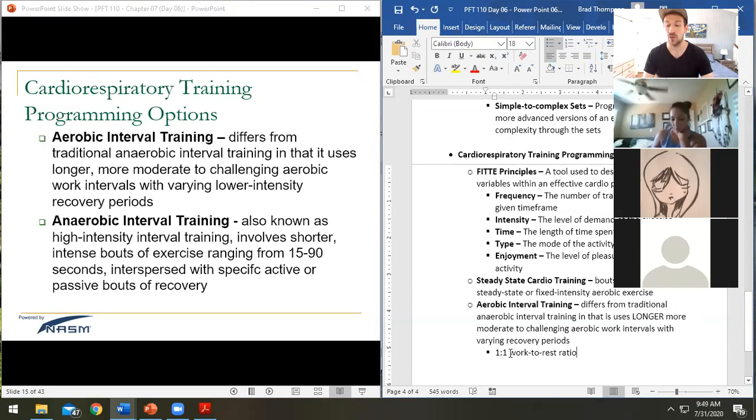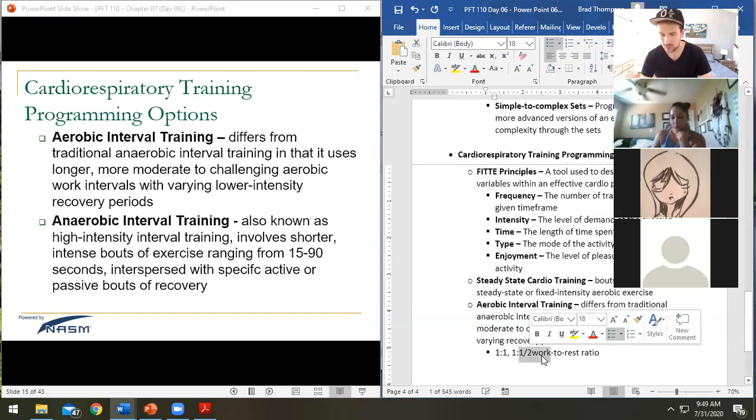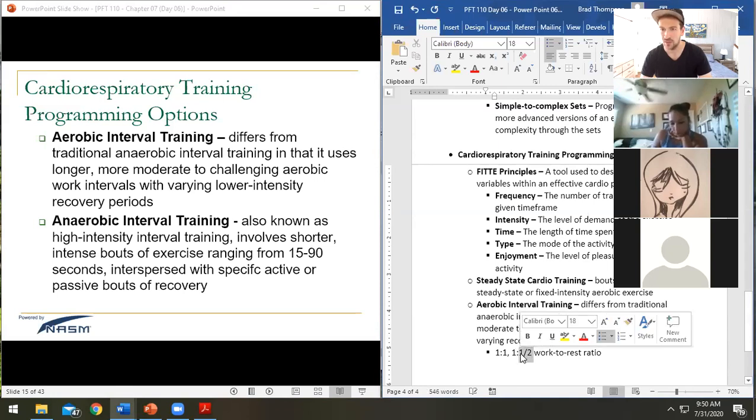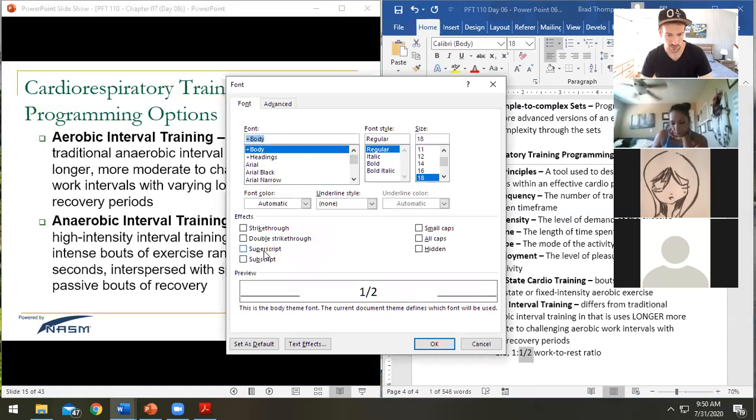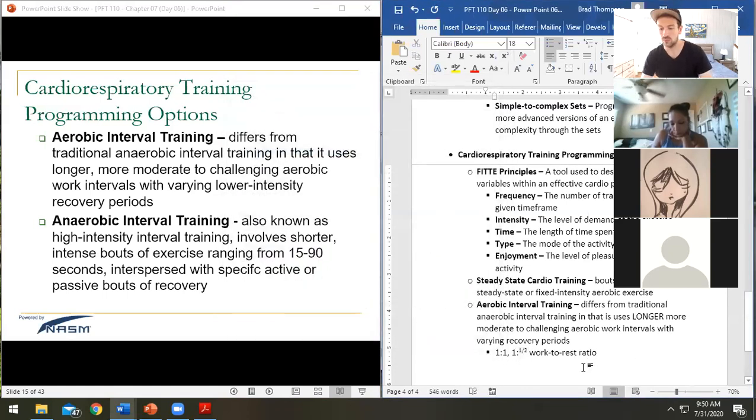This also works at a 1-to-1 or even a 1 to 1/2. Hold on one second. Oh, hey. I know this is so picky, but superscript. Boop. Oh, no, I don't like that either. Yeah, 1 to 1/2 work to rest ratio.